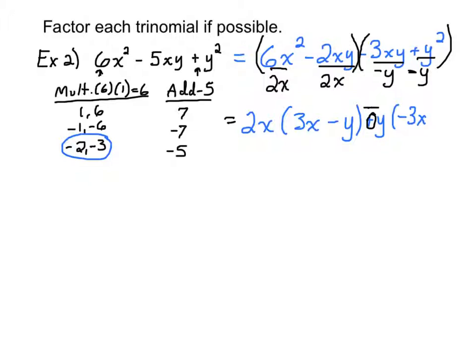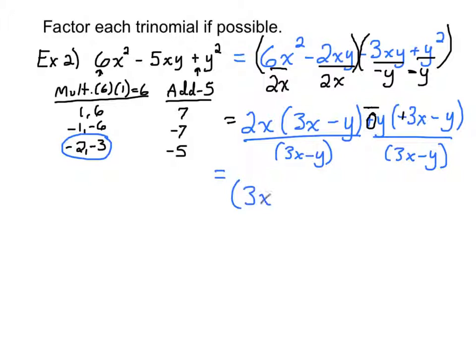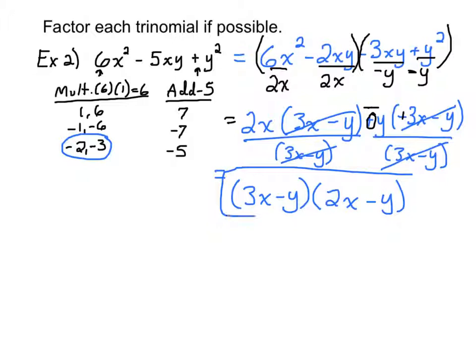And then that changes to plus 3x, and then positive y squared divided by -y is going to equal -y. Alright, so divide out your common factor of 3x minus y from each of these two terms. 3x minus y is one of your common factors, and your other factor is what's left after you divided by 3x minus y, so you get 2x minus y as your second factor. And that is the factors of 6x squared minus 5xy plus y squared.